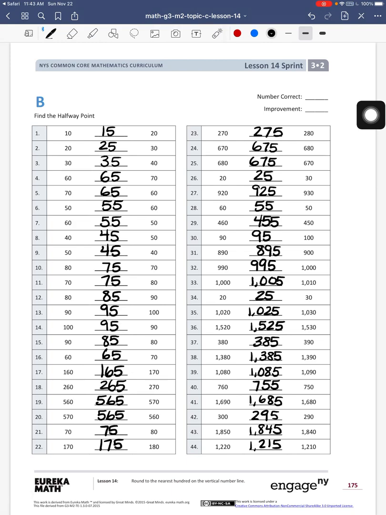Sprint B. Check your answers. Once you're done, write the number correct here. Then take the total you have from Sprint B and subtract the total you have correct from Sprint A, and write the number of improvement here.